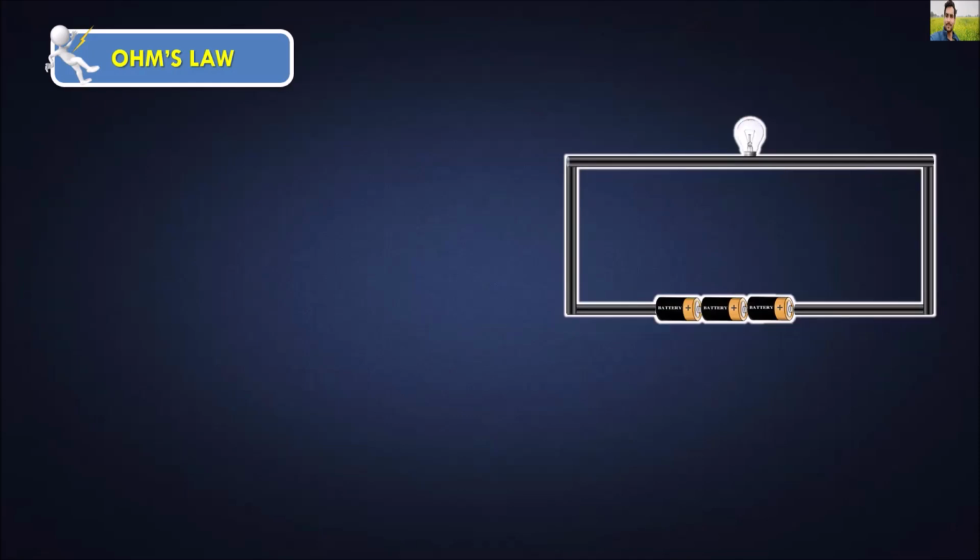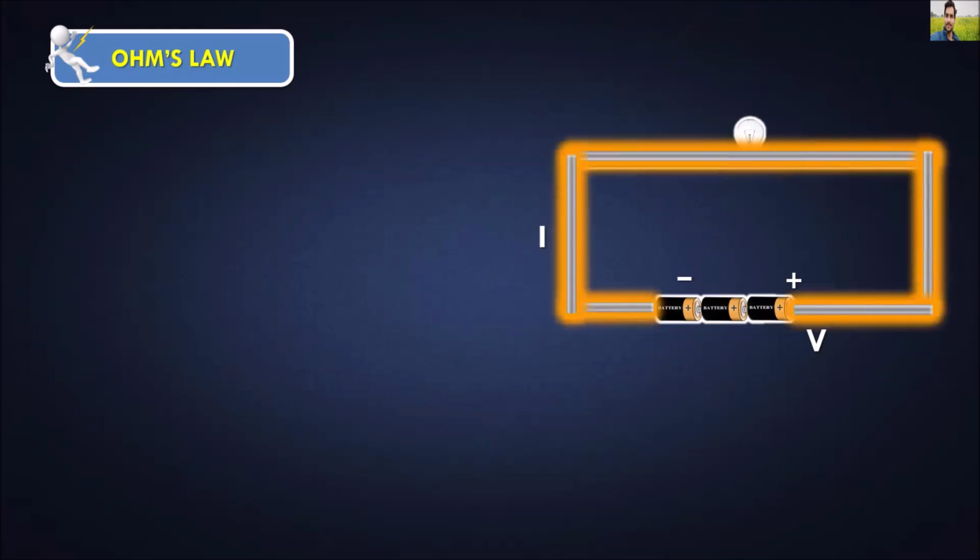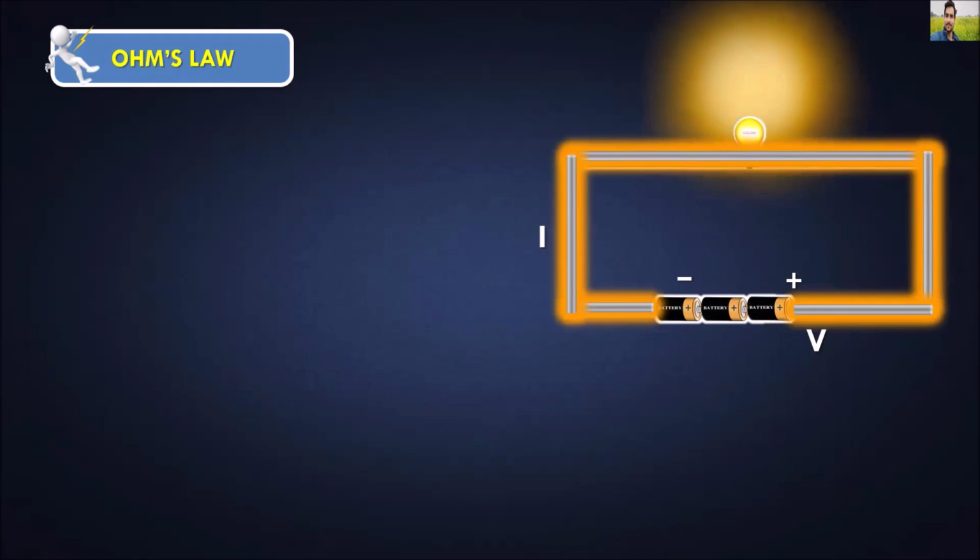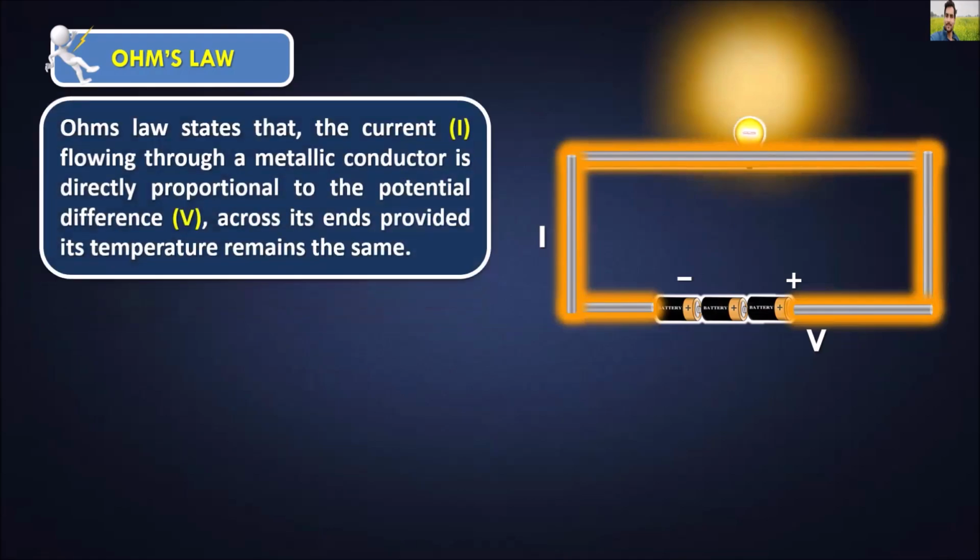Now we add 3 cells. Due to this, the potential difference increases, hence electric current also increases, and this time the bulb is glowing even brighter, right? So Ohm's law states that the current I flowing through a metallic conductor is directly proportional to the potential difference V across its ends, provided its temperature remains the same.